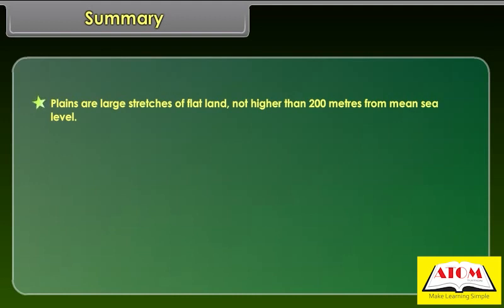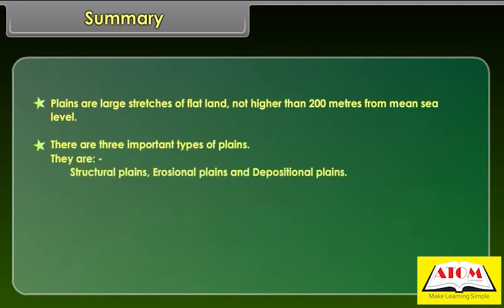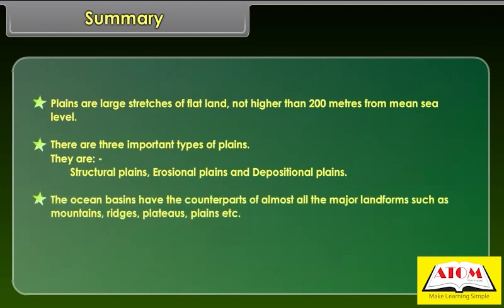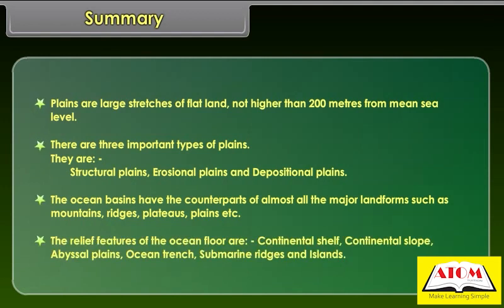There are three important types of plains. They are structural plains, erosional plains, and depositional plains. The ocean basins have the counterparts of almost all the major landforms such as mountains, ridges, plateaus, plains, etc. The relief features of the ocean floor are continental shelf, continental slope, abyssal plain, ocean trench, submarine ridges, and islands.